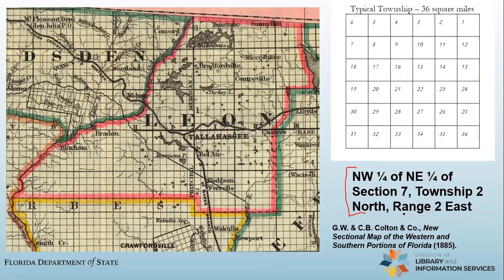So first thing we need to do is figure out Range 2 east. All right, here we go. Range 2 east. That's 2 tiers away from the point of beginning. All right. Now, Township 2 north, 1, 2. All right, so that means that we are looking at this block of land right here, this township. It's weird. We call it a township, even though every township has both a township number and a range number. Don't ask me why they did it that way, but that's how they did it. All right, so this is Township 2 north, 2 east.